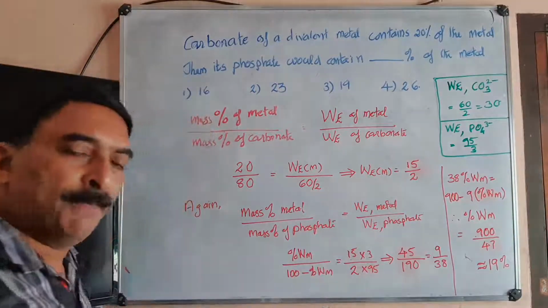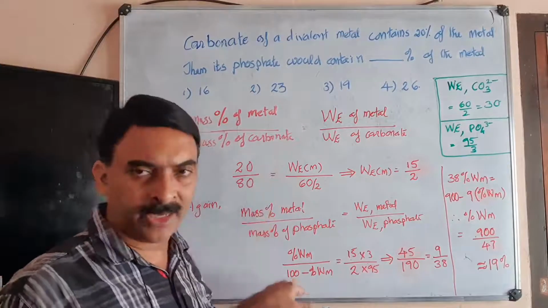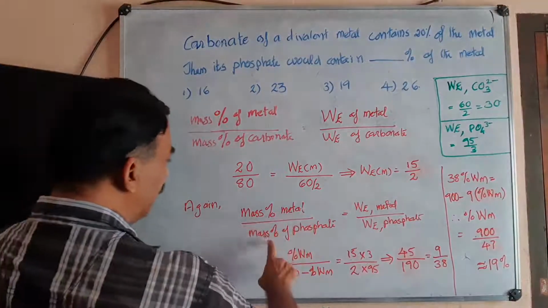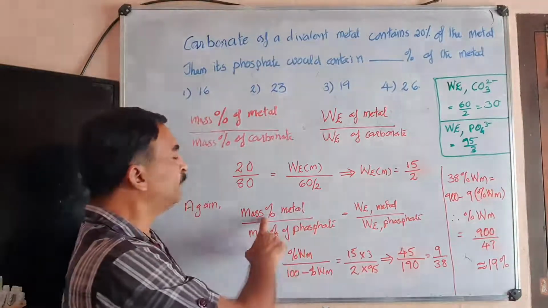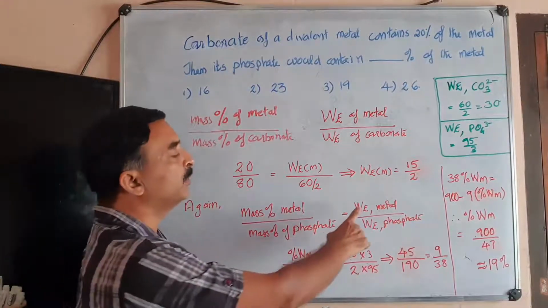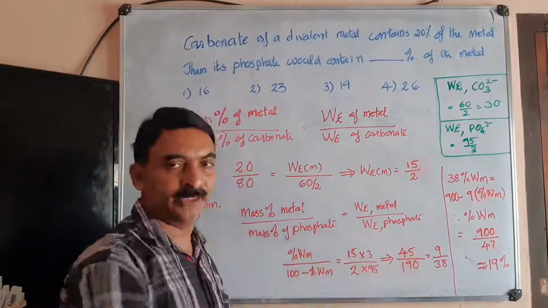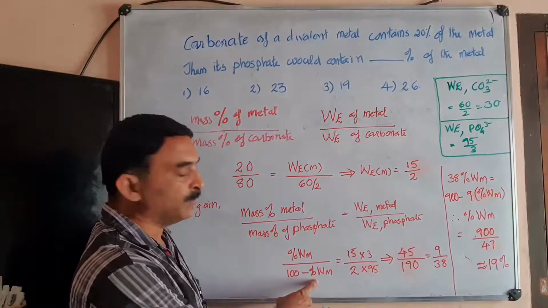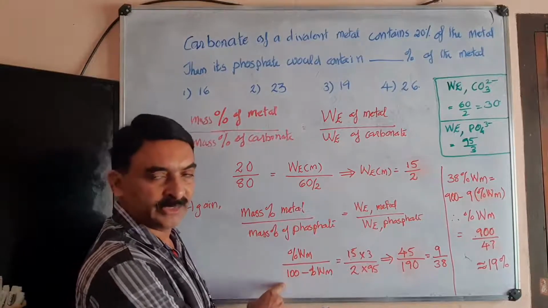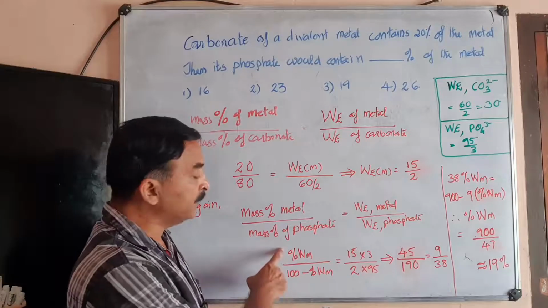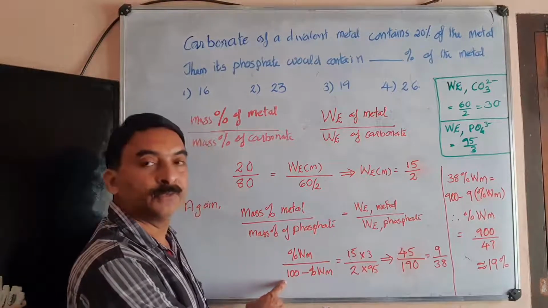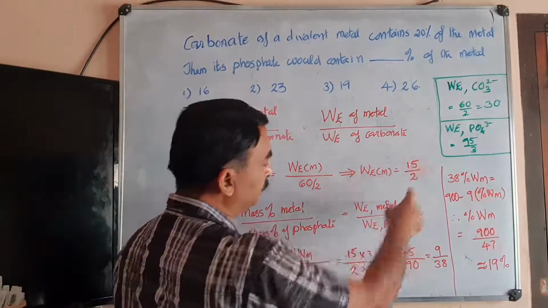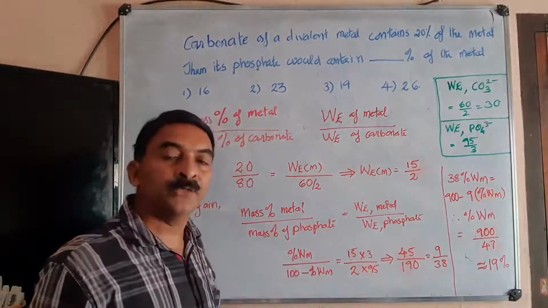Now we apply the same equation for the second case. Very simple problem. The second compound is phosphate. Mass percent of metal by mass percent of phosphate is equal to equivalent mass of metal by equivalent mass of phosphate. Percent mass we don't know, so percent mass of metal by 100 minus percent mass of metal, because that is the percent mass of phosphate, equals equivalent mass of metal, 15 by 2, divided by equivalent mass of phosphate.